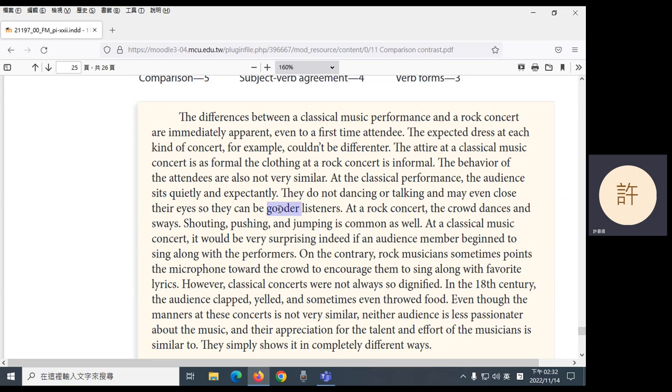Okay, yes, this is a problem. What is the correct word? Better, yes, good. Okay, what else did you find? Okay. Is similar to their appreciation for the talent and everything is... yes, this is a problem. This is wrong. Right? What should be the correct way? Okay, yeah, that works. Is similar. You could also say is similar to, T-O-O. Right? Yeah. Okay. Did you find anything else?